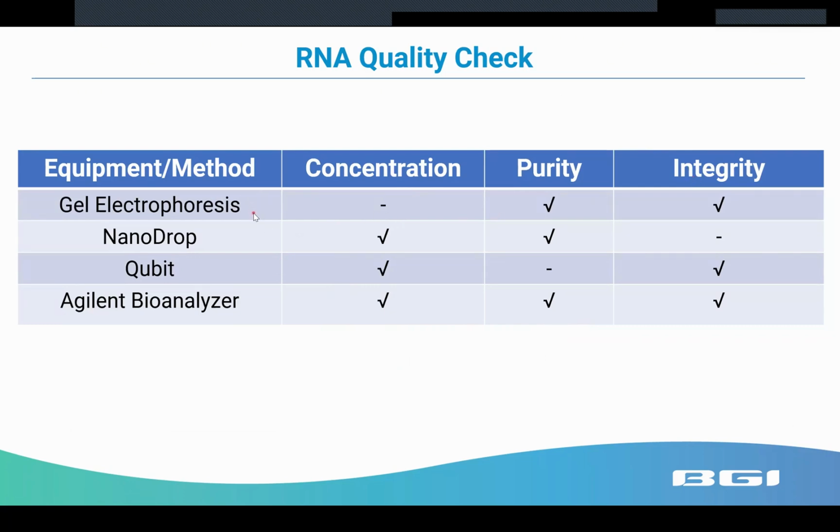Here are listed 4 main methods for the RNA quality check. Some of the equipment may be easy to get from your lab. Some of the methods require specific equipment. Gel electrophoresis, which is very common in the biological lab, can detect the purity and the integrity of the RNA. The NanoDrop can detect the concentration and the purity. The Qubit can detect the concentration and the integrity of the RNA. And the Agilent Bioanalyzer can detect them all. Next, I will show some cases for that.